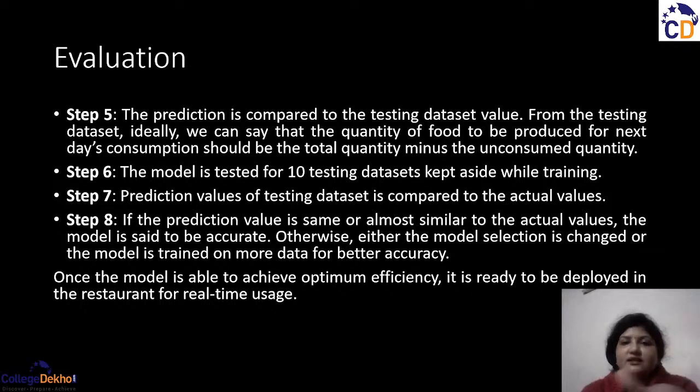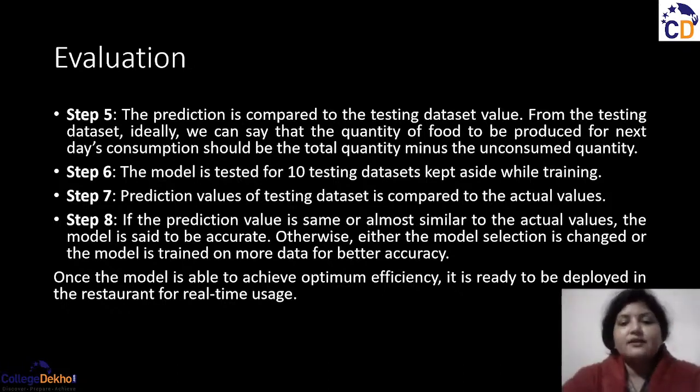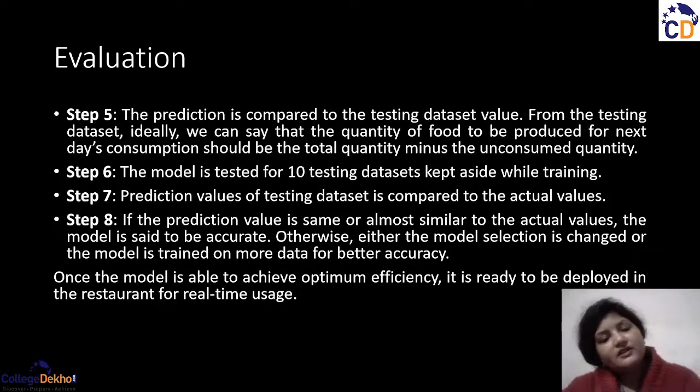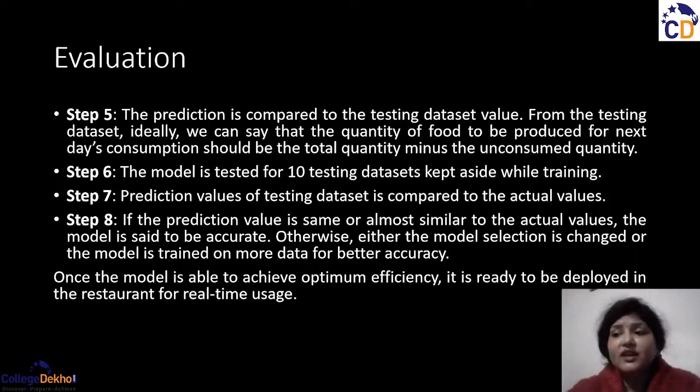In this case, we have already trained the system with 30 data sets, and we have evaluated as well. Out of 30, 20 is for training the model, and 10 is kept for testing the data, right? Once the model is able to achieve optimum efficiency, it is ready to be deployed in the restaurant for real-time usage. So this is how your AI project cycle works, right?